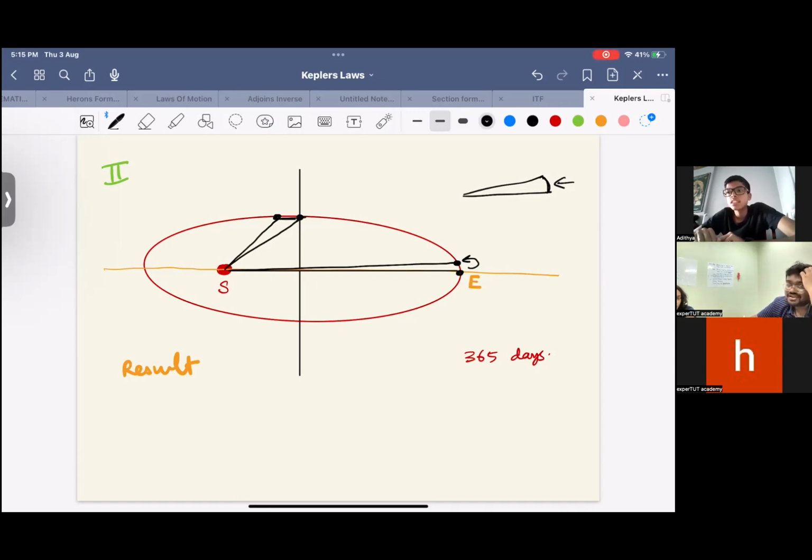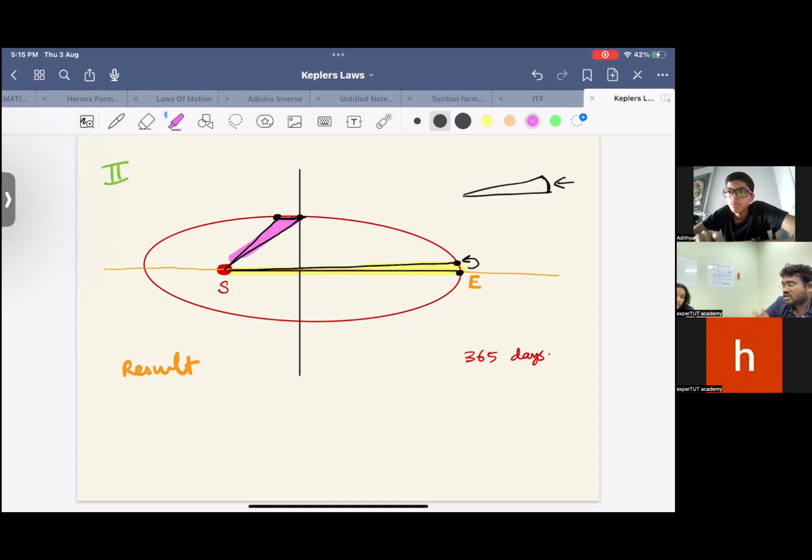See, because these two triangles' areas must be equal, on average, if you look at triangle 1, the yellow triangle, and triangle 2, the pink triangle, the height of the yellow triangle is much bigger than the height of the pink triangle. You can consider both of them to be right angle triangles, whatever you want.